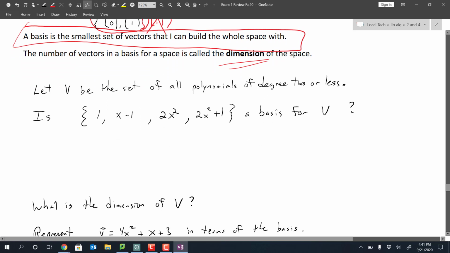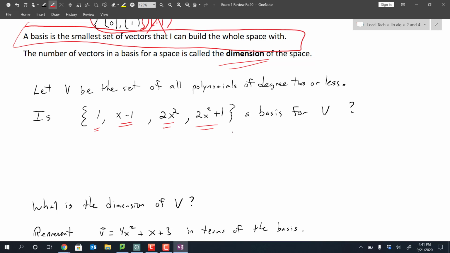The next Learning Catalytics question would have been, does this set of vectors form a basis? So in this space, 1 is a vector. 1 is a polynomial of degree 2 or less. x minus 1 is a polynomial of degree 2 or less. So each one of these four pieces here is a vector in this vector space. But does this set of four vectors form a basis for V? Feel free to pause this, think about it for a while. Hopefully you've thought about it and you can unpause it.